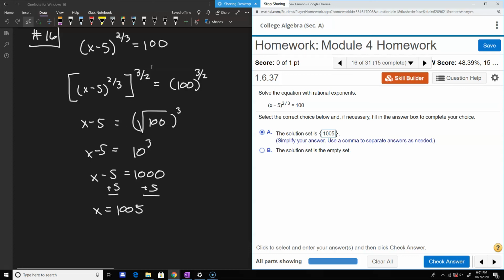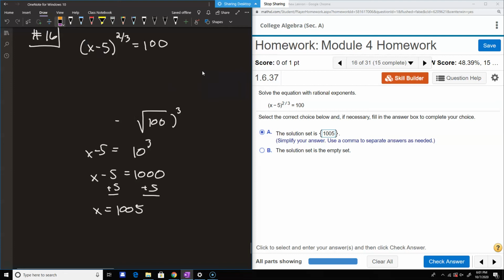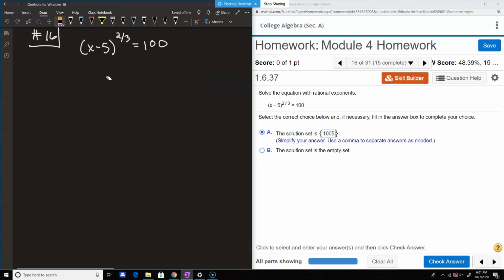Where did I take a square? So technically, I'm taking a square root here. So let's do it in 2 steps, instead of doing it in 1. Right, I'm not applying the square root principle. This is what's happening. Let's cube it first. So let's do x minus 5 to the 2/3. Let's just cube both sides to start.